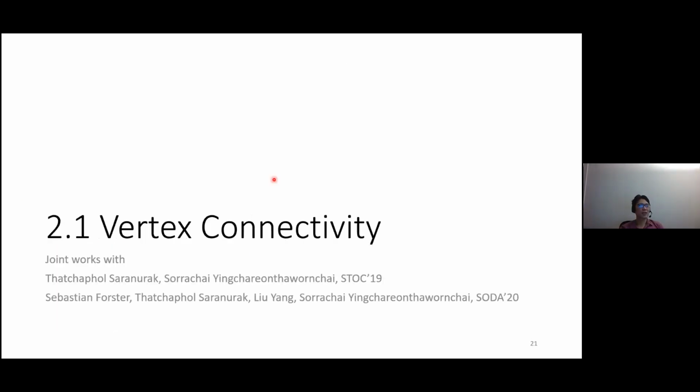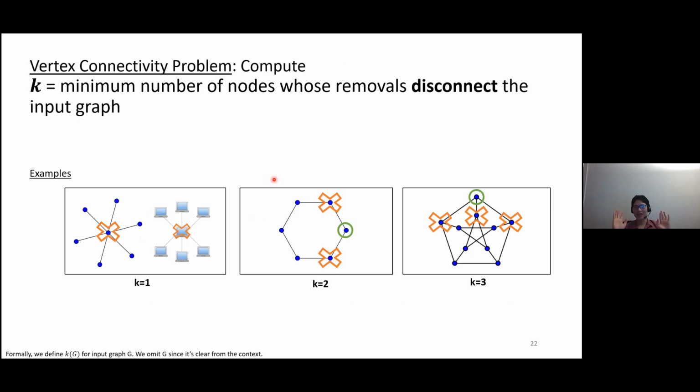So the first problem is called vertex connectivity. Let me define the problem first, and then I will ask you whether you have heard of this before, because it sounds pretty simple. So here is the problem. You have a graph, right? And you have some k, and k denotes the minimum number of nodes or vertices that you have to remove to disconnect the input graph.